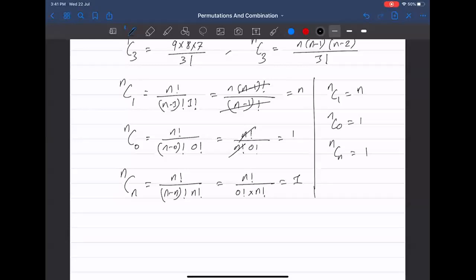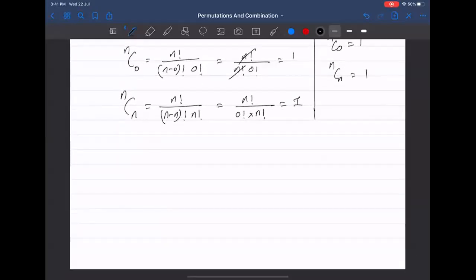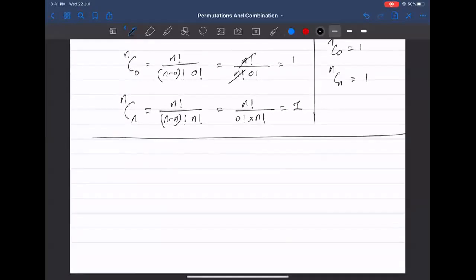Okay, fine. Now, since there is some space, let me do one more thing. The theory says NCR is the same thing as NC(N minus R). Now that is very much clear if you apply the formula. This is very much clear.